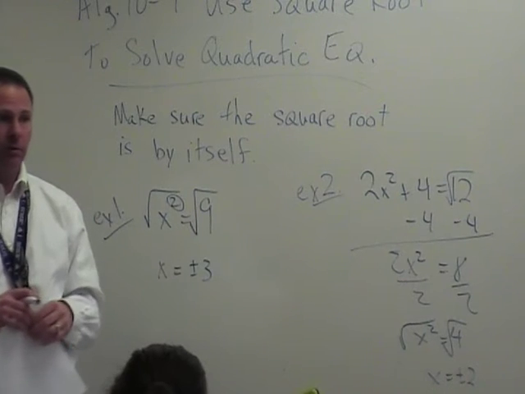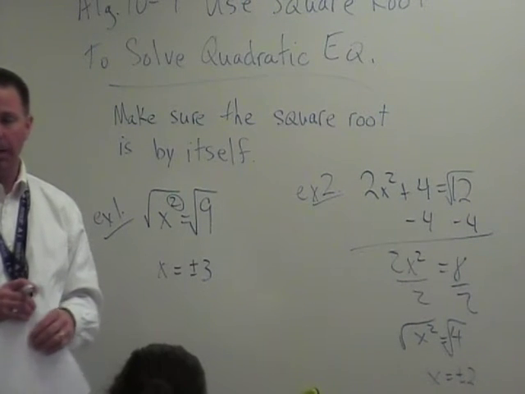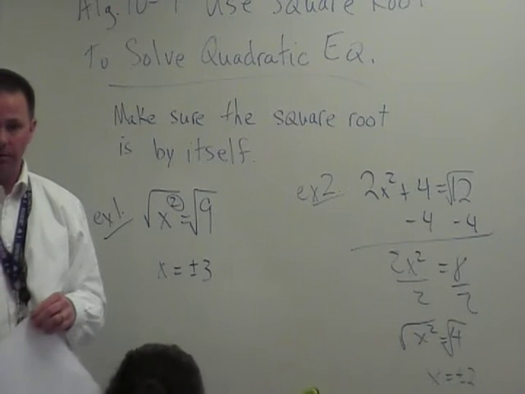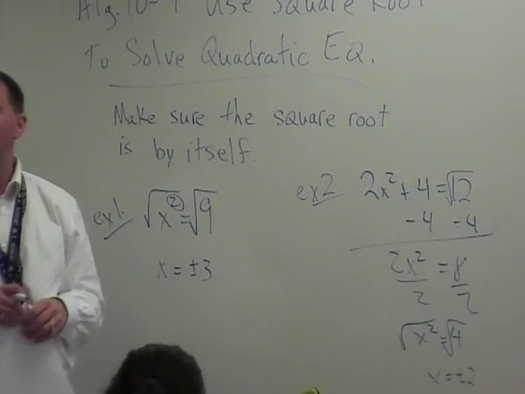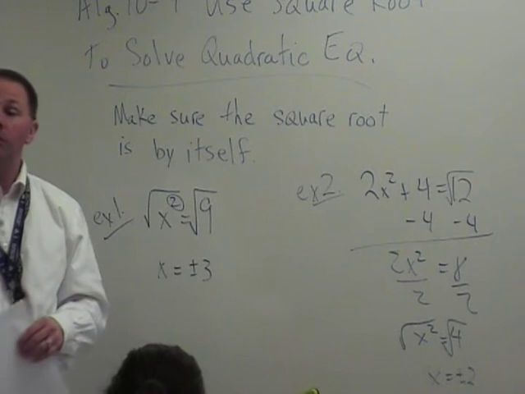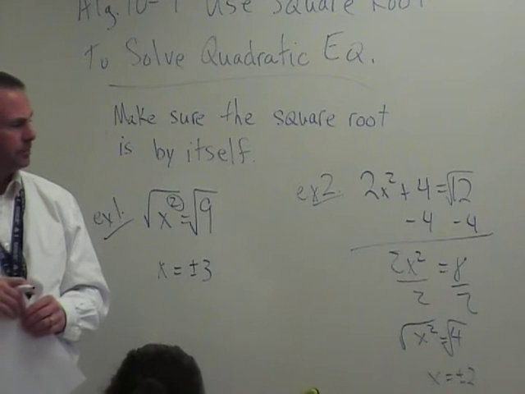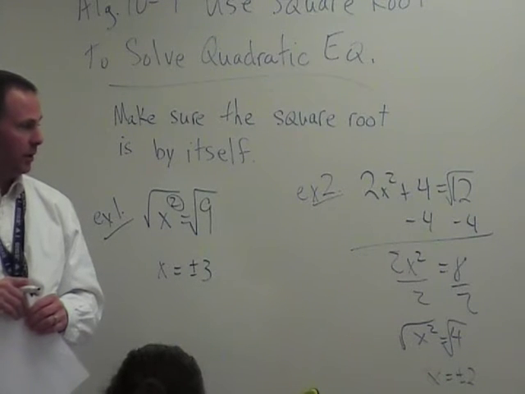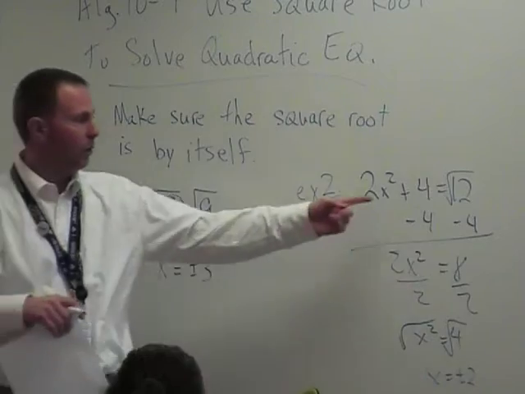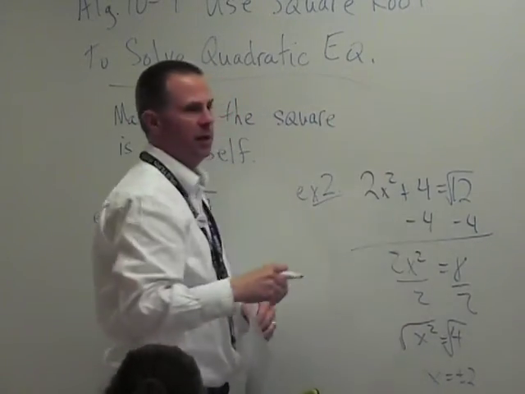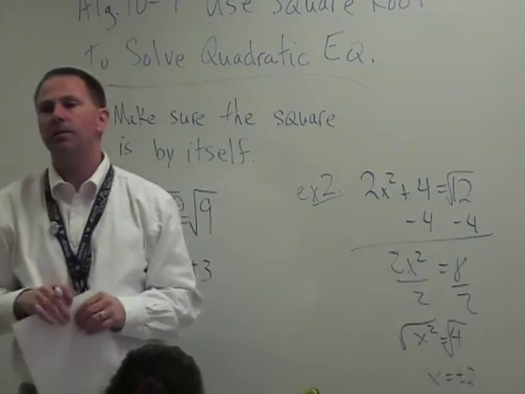Unless when you put the answer back in the problem, it doesn't work, then that's a non-solution. But in this case, we're finding both. And you can subtract the 4 before you take the square root? Yes, you must subtract. You gotta get the square by itself.